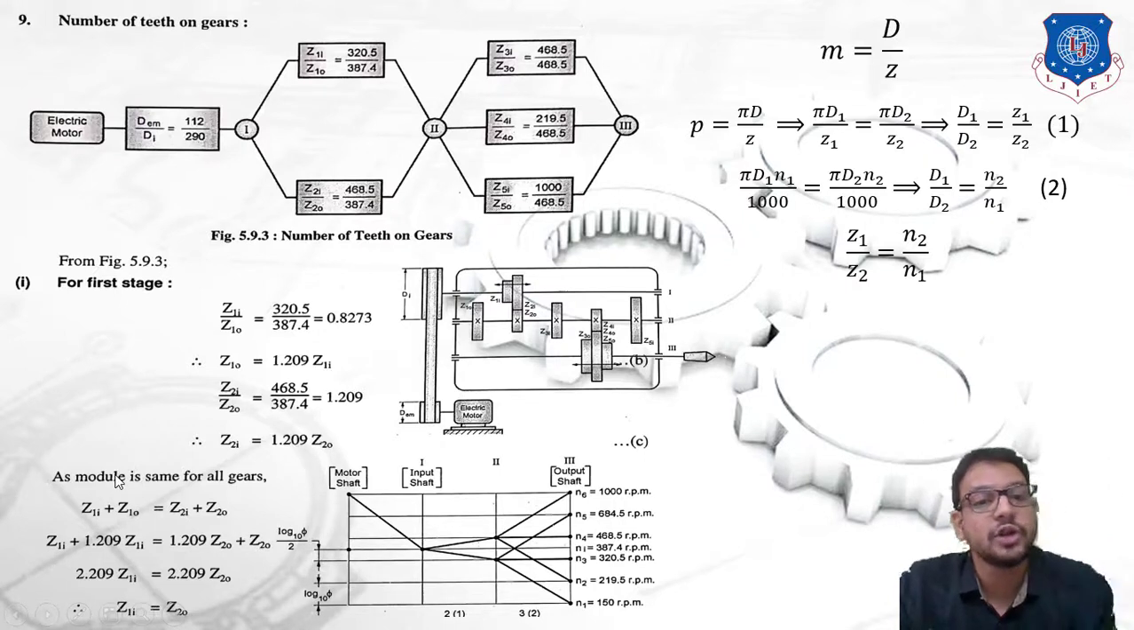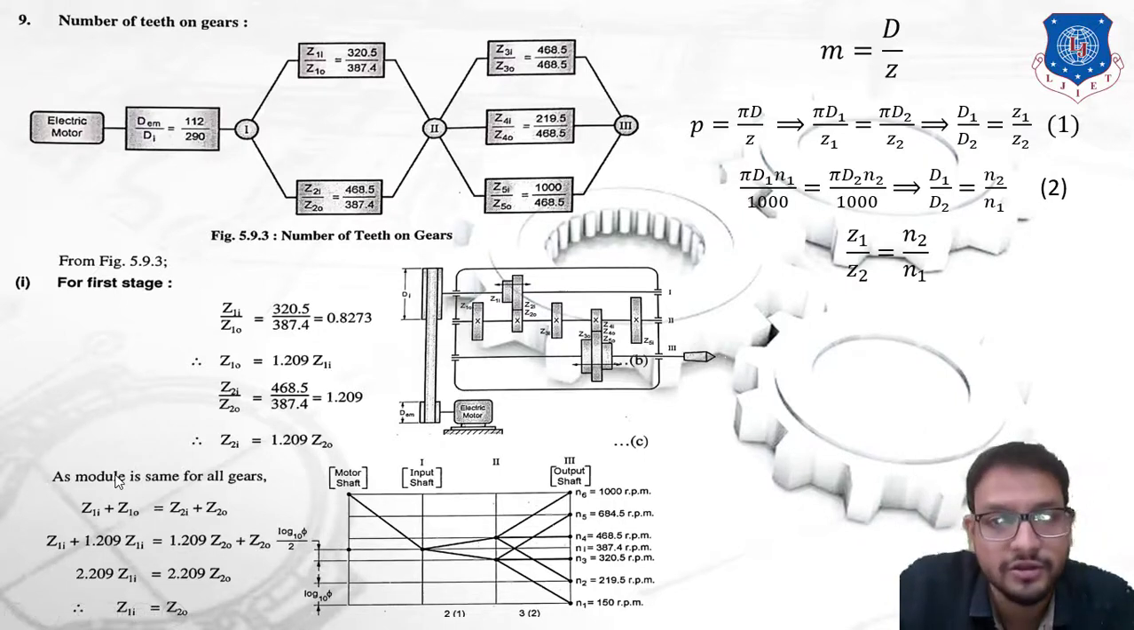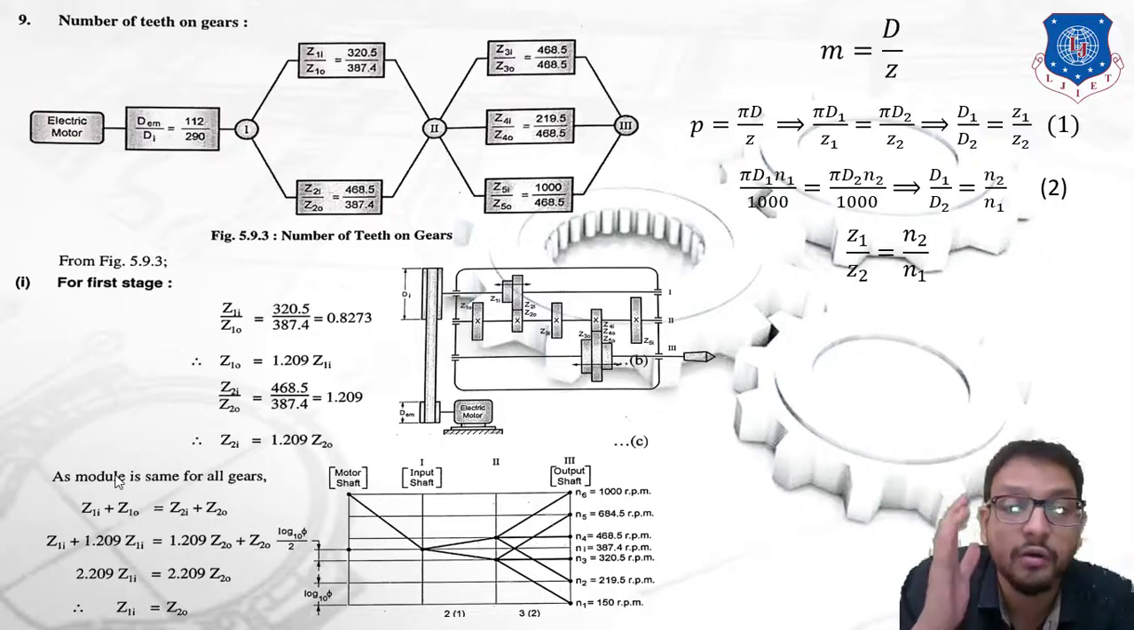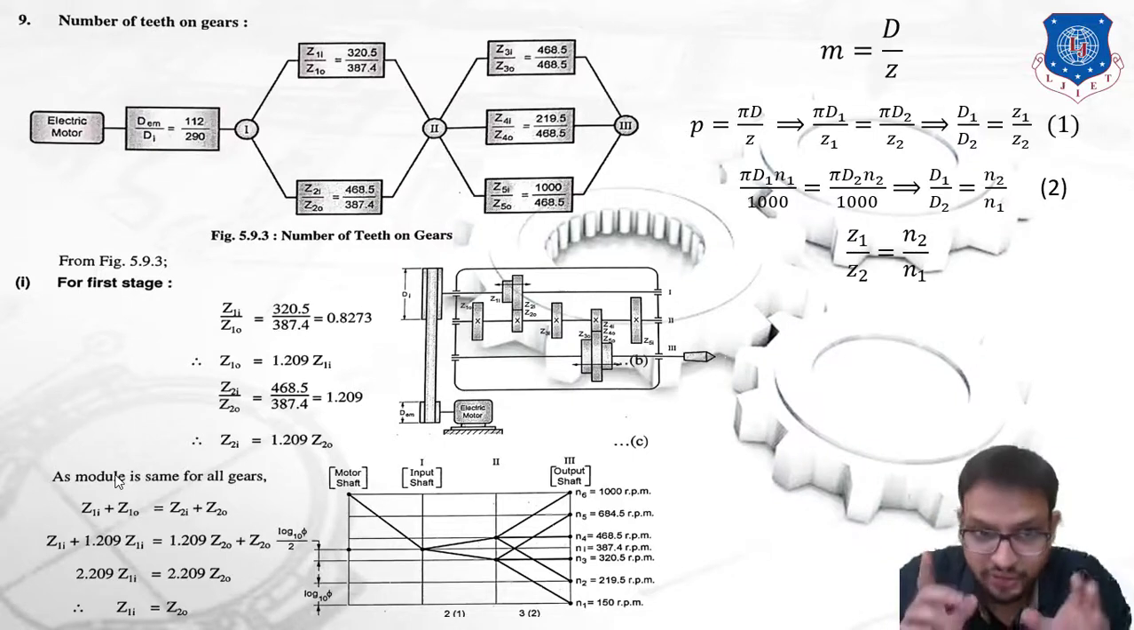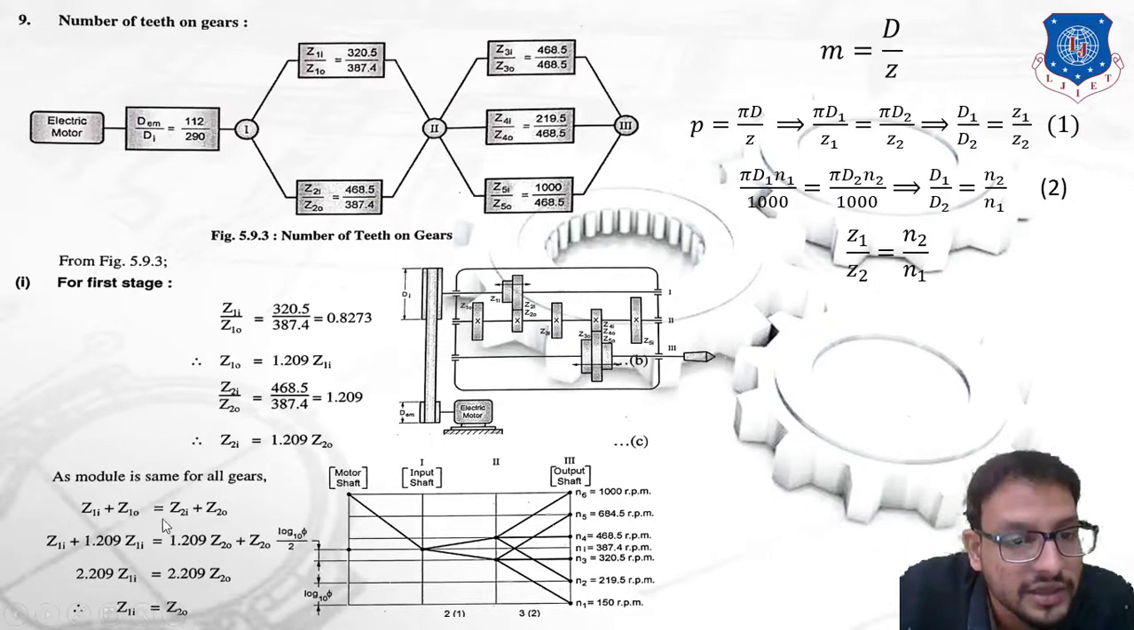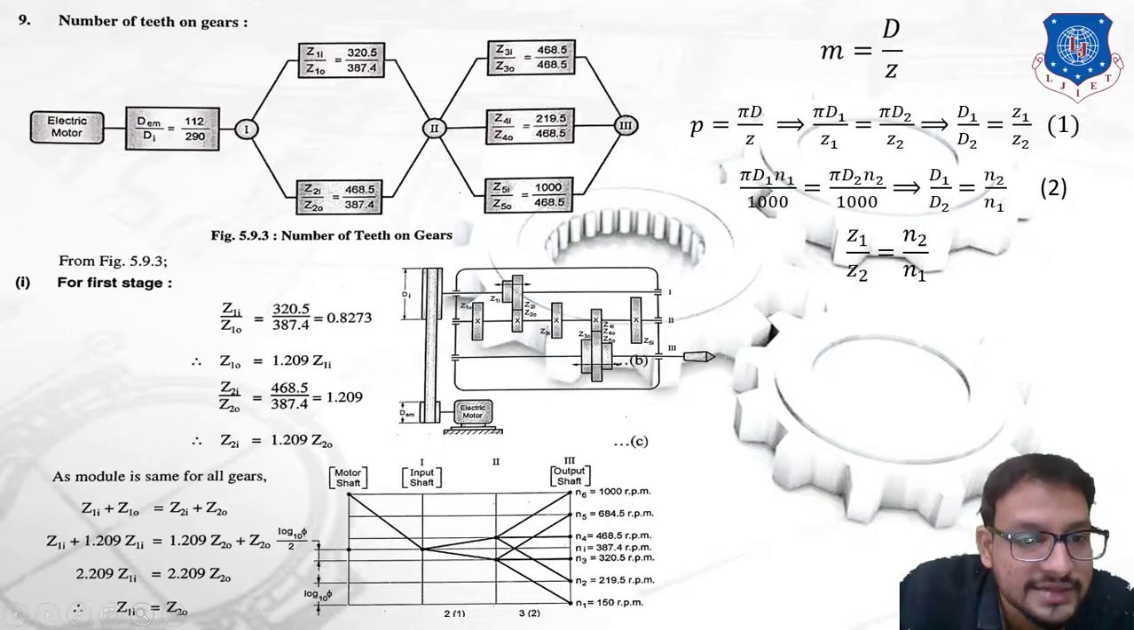Now since we know that the module is going to remain the same for all the gears, this is a parameter to avoid interference. The module has to remain the same for proper meshing. According to this, for the same module we need to consider that z1i plus z1o should be equal to z2i plus z2o. From this relation, can I say that we get another relation, that z1i is equal to z2o? Okay guys, I hope you are clear up till here.